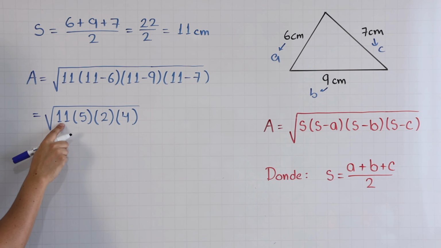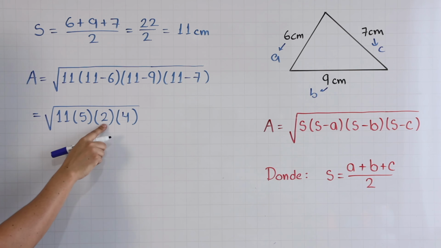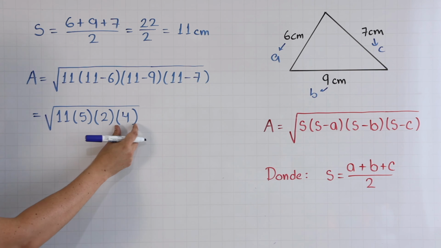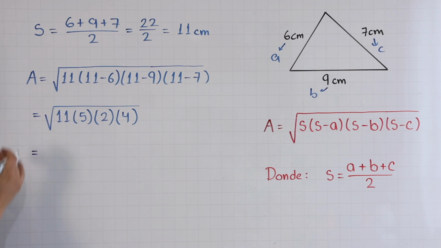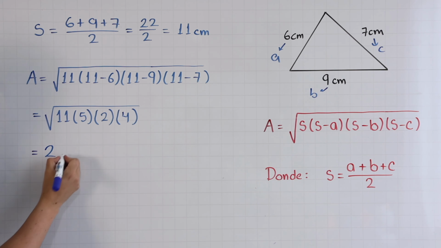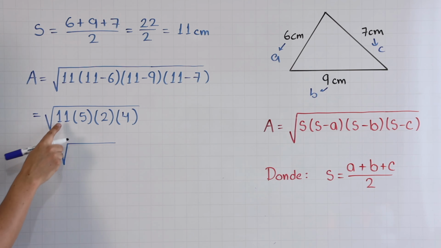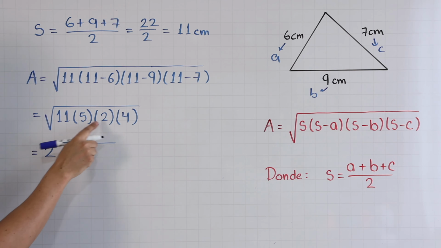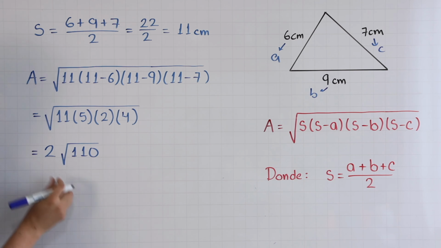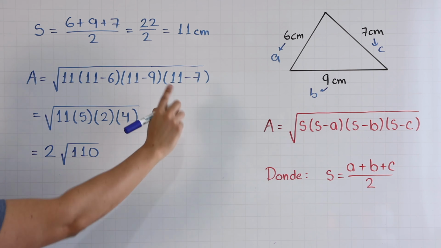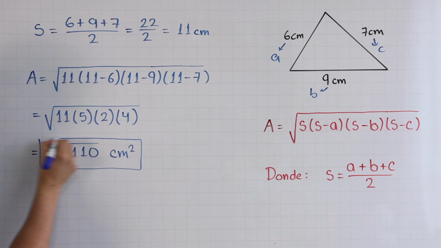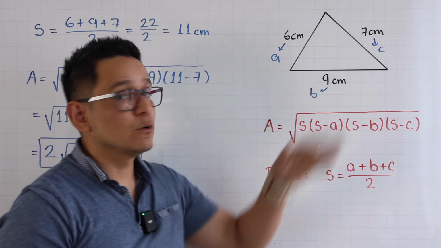Notice that 11 is a prime number, 5 is a prime number, and 2 is a prime number. See that the only one with an exact square root is 4. So I'm going to take it out right away, okay? That way I'll have the exact result. The square root of 4 is 2, so I can take it out as a 2. And then inside the radical, I'm left with 11 times 5 times 2. 5 times 2 is 10, times 11 is 110. So the result has to be 2 times the square root of 110. And in this case, the units are going to be square centimeters. Done. This is the exact value of the area of this triangle we have here.